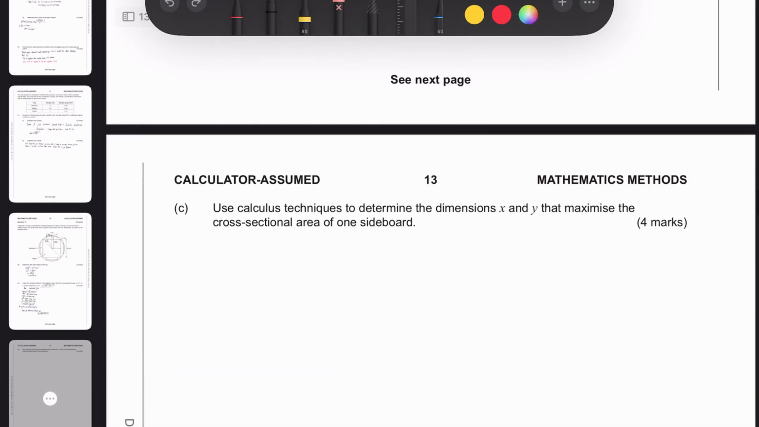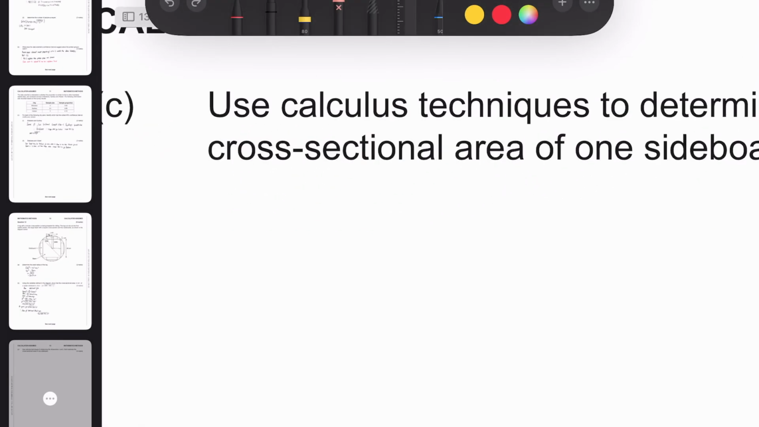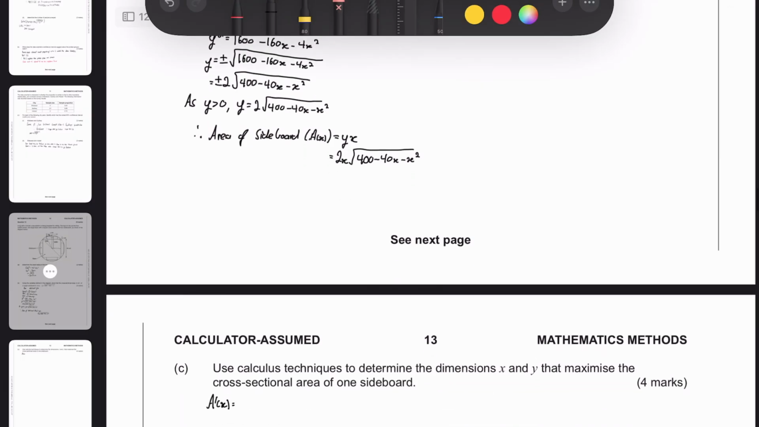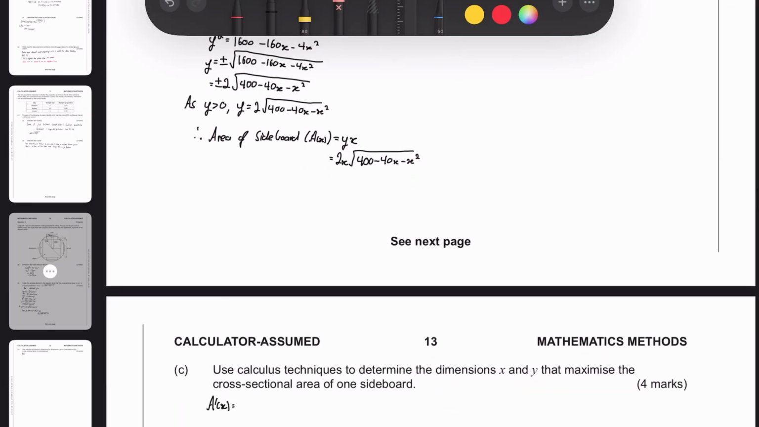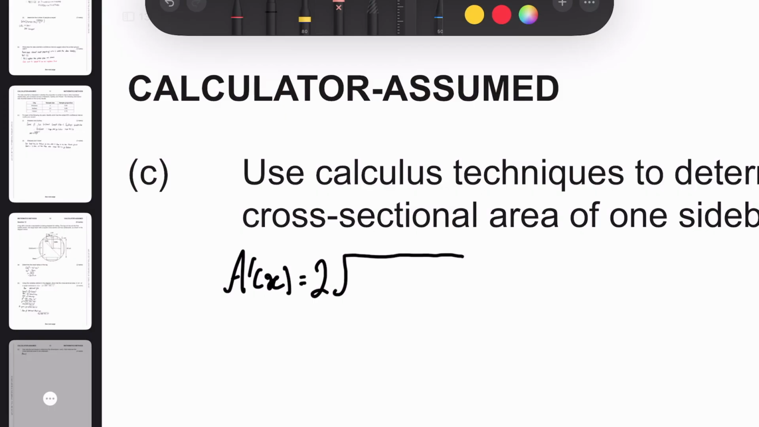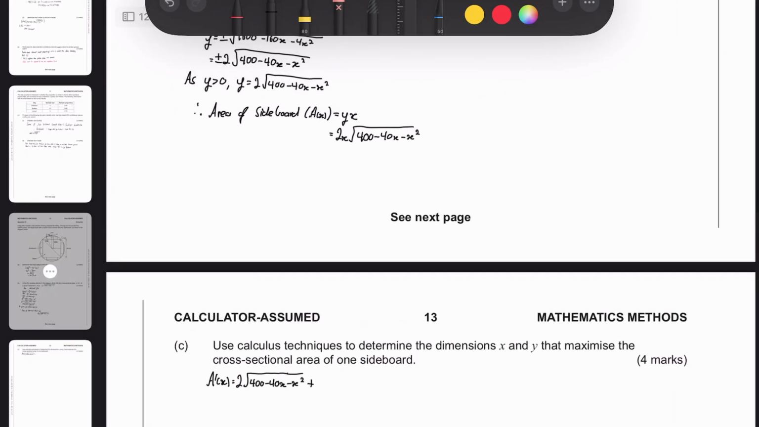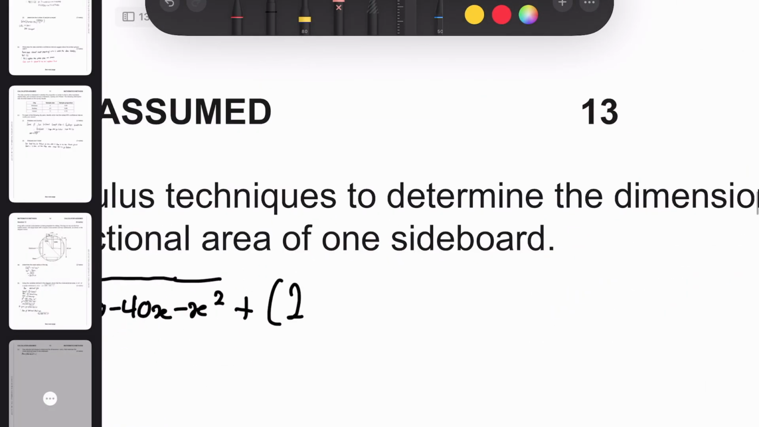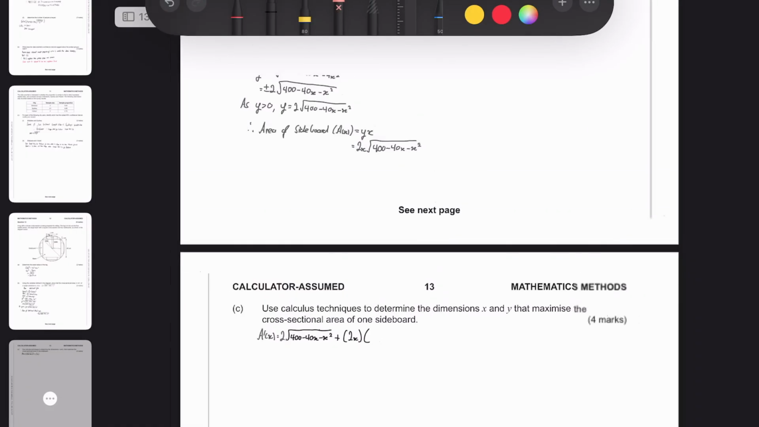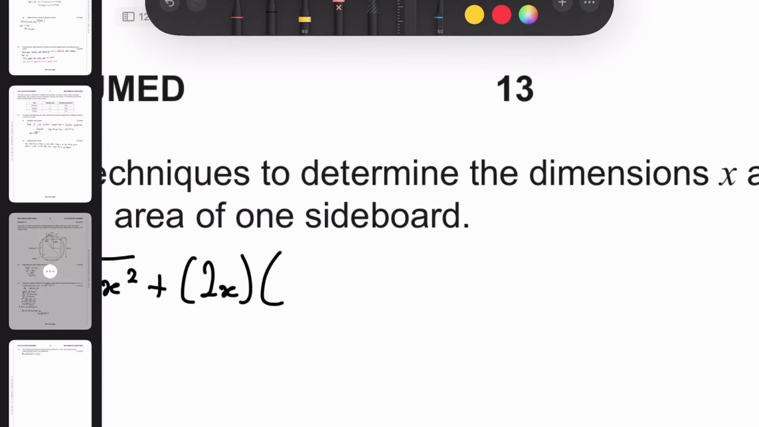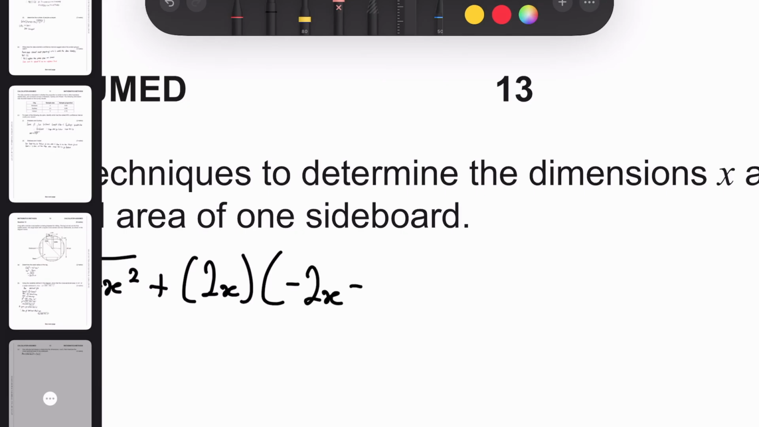Alright, now we have to use some calculus and determine the dimensions x and y that maximize the cross-sectional area of one sideboard. Okay, so then we can just find the derivative, which is going to be product rule, some chain rule. Okay, so first we'll just do 2 square root of 400 minus 40x minus x squared. Then we can do plus. Okay, let's just start off easy with the 2x here. If we do our chain rule, this is going to be minus 2x minus 40.